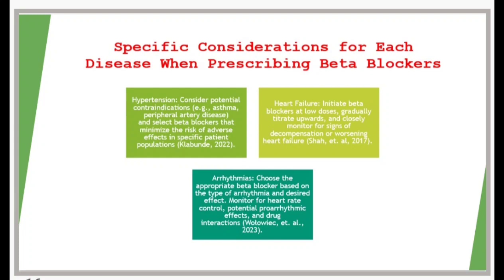In heart failure, initiate beta blockers at low doses, gradually titrate upwards, and closely monitor for signs of decompensation or worsening heart failure. Individualize therapy based on the patient's clinical status, and consider the specific beta blocker with proven efficacy in heart failure, for example carvedilol or bisoprolol. In arrhythmias, choose the appropriate beta blockers based on the type of arrhythmia and desired effect. Monitor for heart rate control, potential pro-arrhythmic effects, and drug interactions.